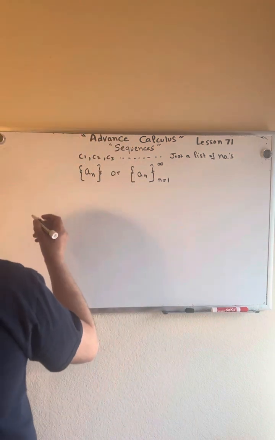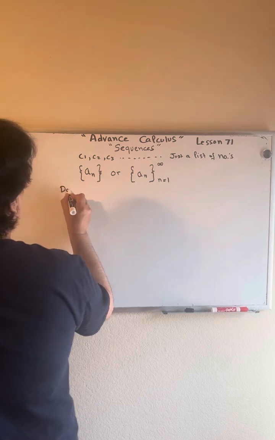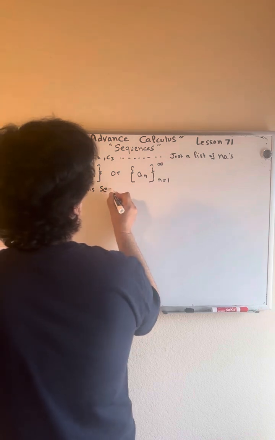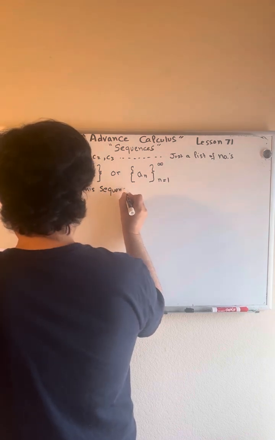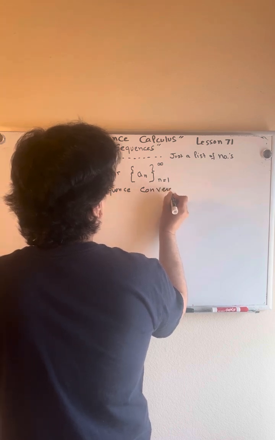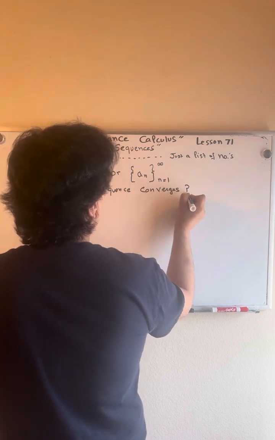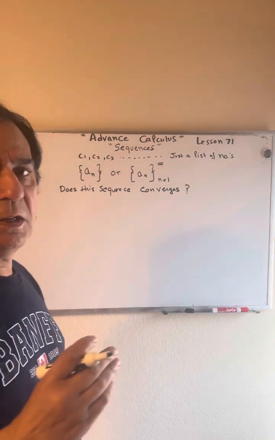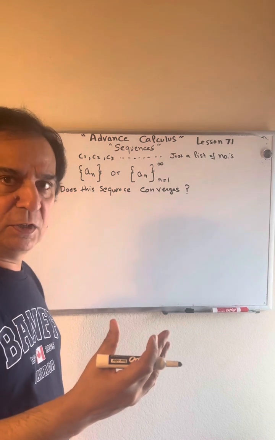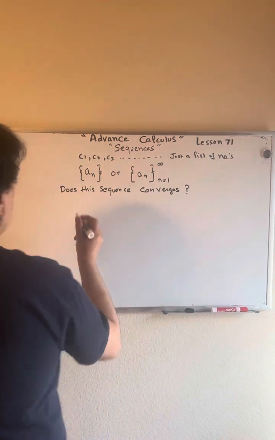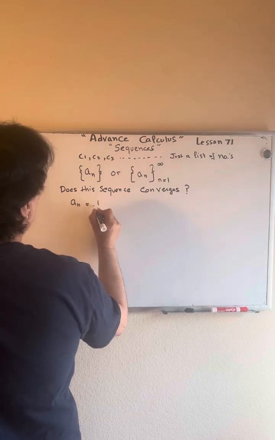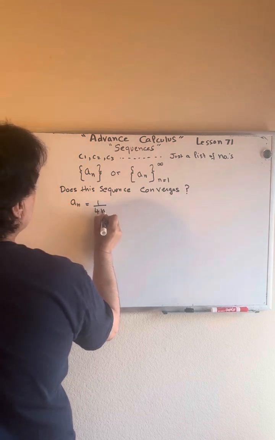So the problem is, does this sequence converge? Okay, that's the question. And another part of that is, if it converges, let me know to what value it converges. So here it is. The sequence a_n is equal to 1 over 4n squared.